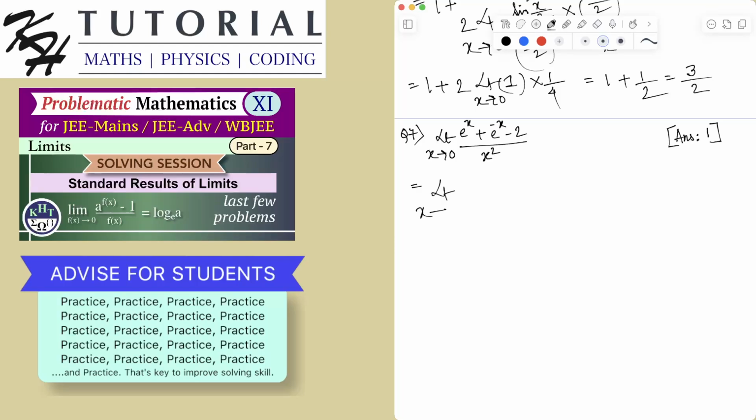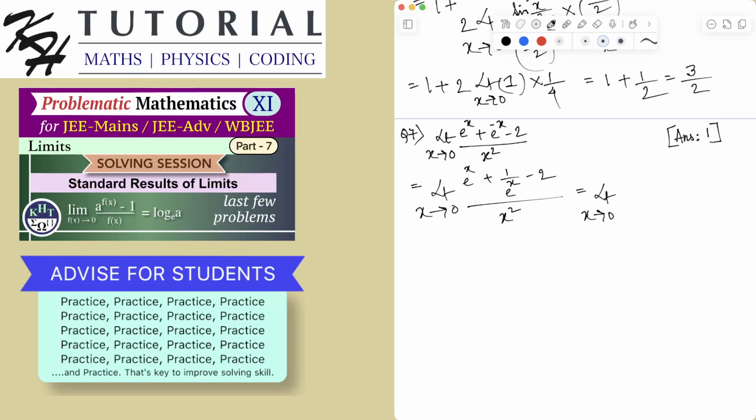a lot of you have to do a lot of observations and try to think how you can re-express the given function so that you can easily express it in some form so that you can apply the standard result. Now e to the power x plus e to the power minus x minus 2, if I write it as e to the power x plus 1 by e to the power x minus 2 and then divided by x square. This is equal to limit x tending to 0.